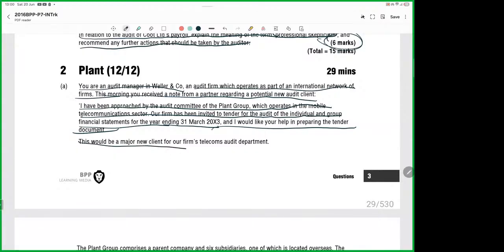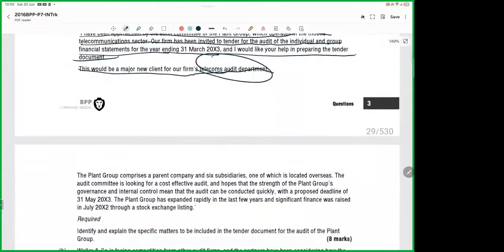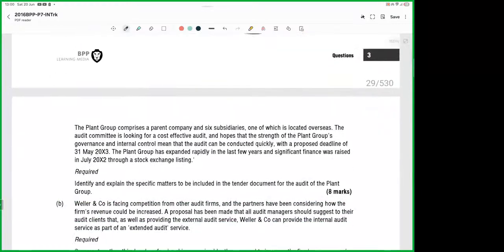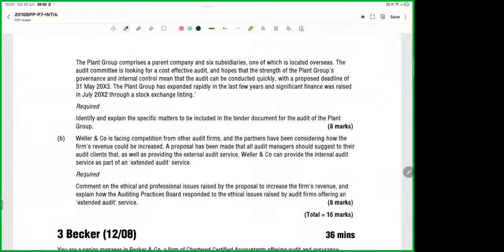This would be a major new client for our firm's telecoms audit department. You can see already we have a telecoms audit department, meaning that currently we are auditing a telecommunications organization. We have some experience to show. The plant group comprises a parent company and 6 subsidiaries. So basically, I'm going to be a group auditor. So when I'm defining the scope, I must be able to show that I'm really experienced to be a group auditor, one of which is located overseas.